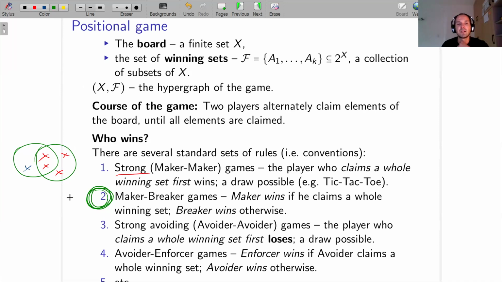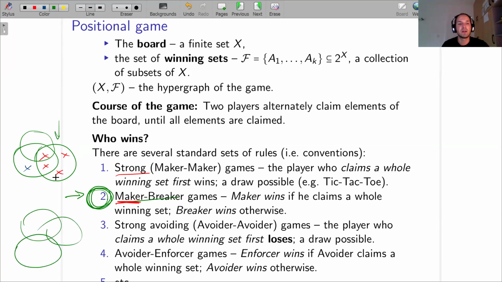The games that I will look at mostly today are maker-breaker games. In maker-breaker games, maker wants to claim a whole winning set like this. If he manages, the red maker, to claim all elements of one winning set of this hypergraph, he's the winner. But then breaker wants to prevent him from claiming a whole winning set. So breaker would like to put one blue element in each of the elements of the hypergraph.